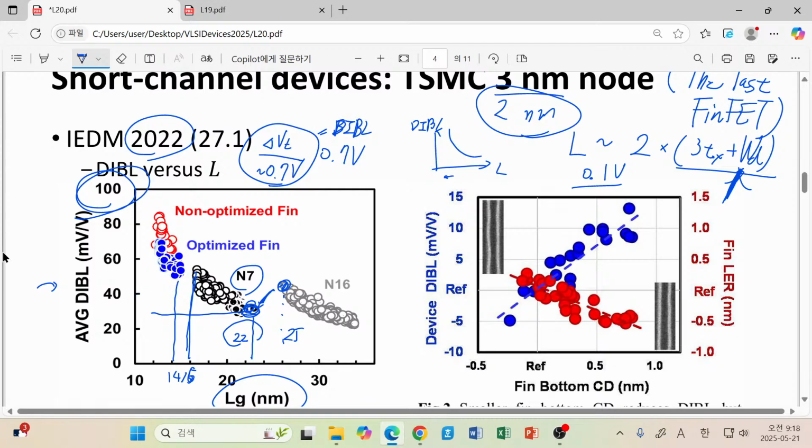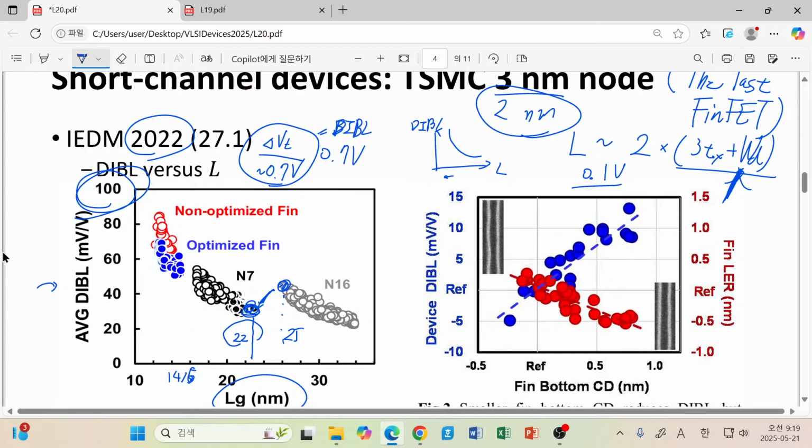As you can see, we still have values around 60. Is this acceptable or not? I don't really have an idea whether this is good or not, but they say that this is optimized. And when they say non-optimized fin, the LED one shows much higher values for DIBL. Simply speaking, we cannot live with such a high value of DIBL, and this value would be more or less acceptable to us.